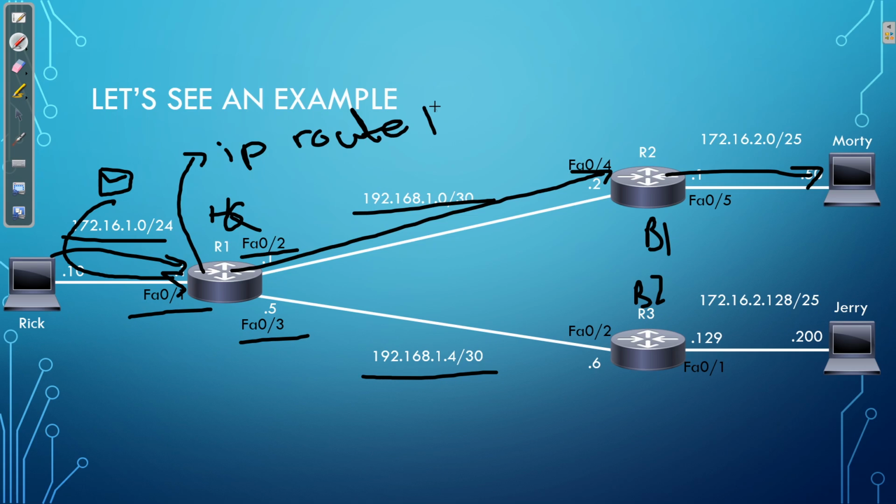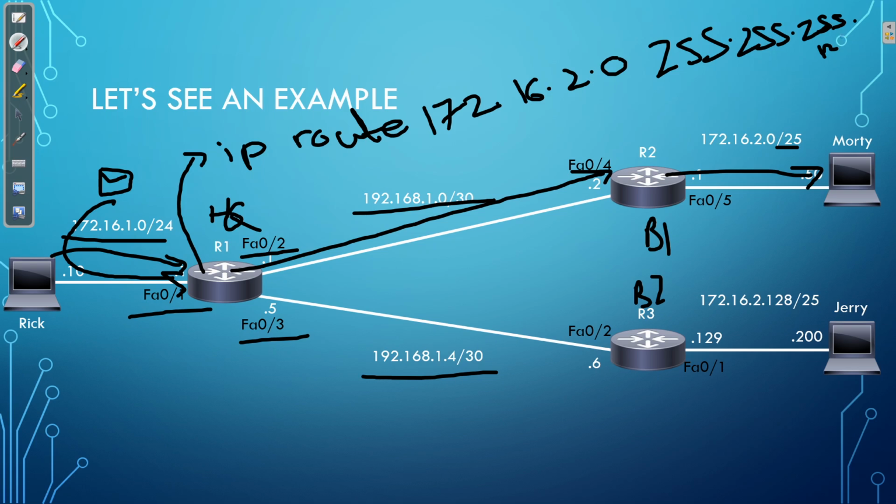We type in 172.16.2.0 followed by the /25 subnet mask in decimal, so in this case 255.255.255.128. And then we have two choices. We can either define the outgoing interface or the next hop.